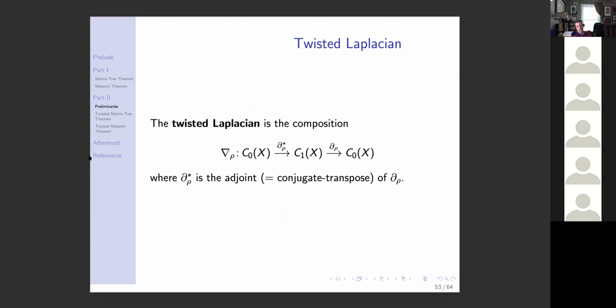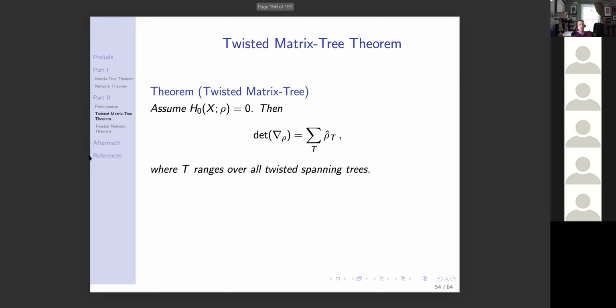The twisted Laplacian is defined exactly the same way as the Laplacian. You take boundary times boundary transpose, but boundary now means the twisted boundary operator, and for the transpose we take the conjugate transpose now because it's the adjoint operator. Okay, so conjugate transpose. And now we come to the twisted matrix tree theorem, which is due to Catanzaro, Cherniak, and Klein.